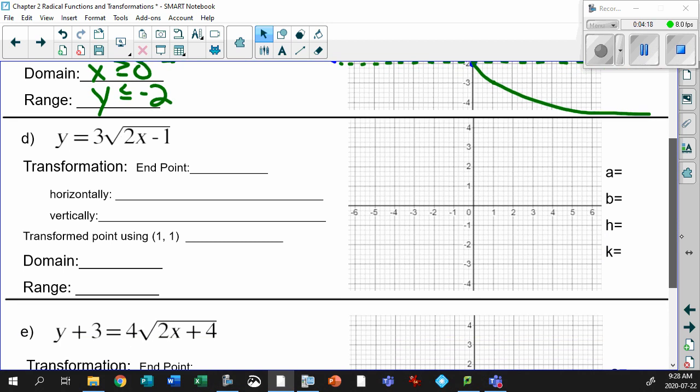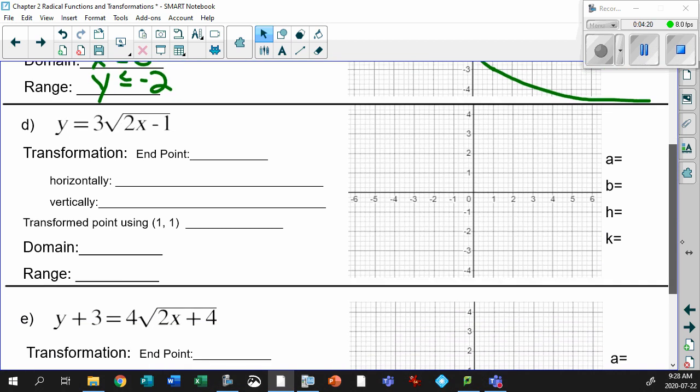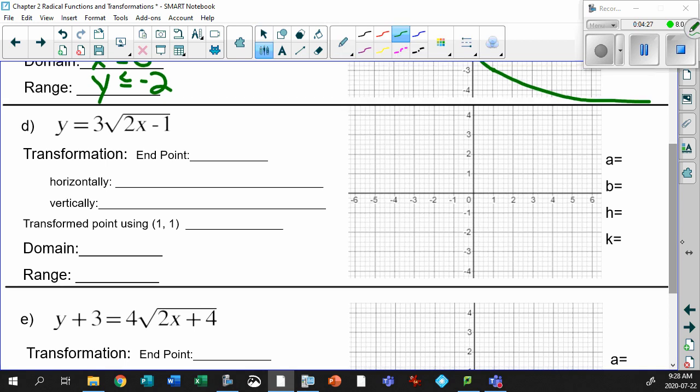Look at this puppy right here. Whoa. Okay, let's look at the restrictions first, and let's see what's going to happen. Maybe we should identify the A, B, H, and K. All right, let's do A, B, H, and K first. There's the A. So we have a vertical stretch of 3. We have a B. Wait. Whoa, there's something wrong with that one.